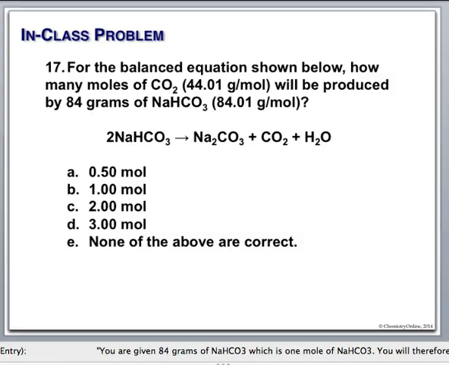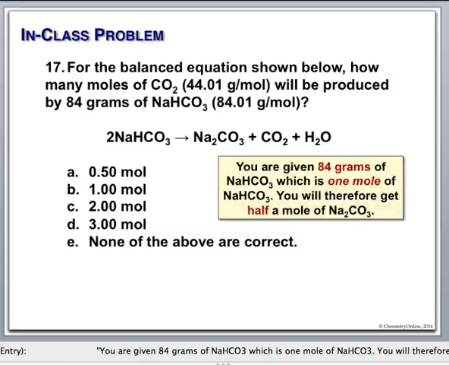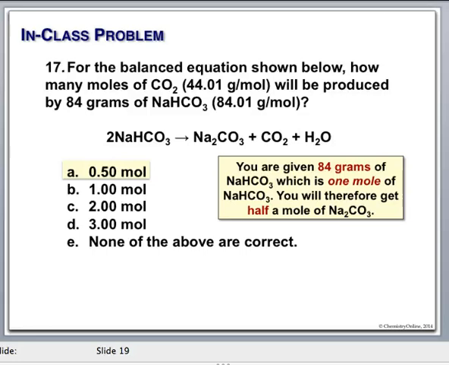You could do the thing about mass divided by molar mass. That's 1. You can do that in your head. So we have 1 mole of this, right? If we have 1 mole of this, how many moles of this are we going to get? It takes 2 to make 1. So we get half a mole of sodium carbonate, half a mole of CO2. Takes 2 to make 1.